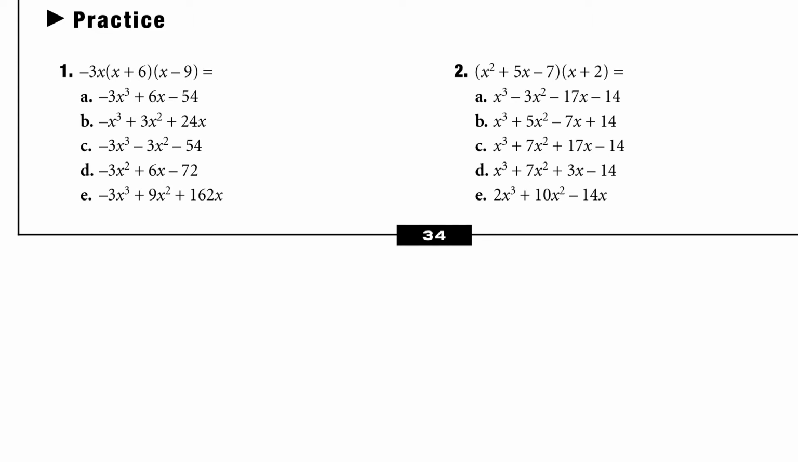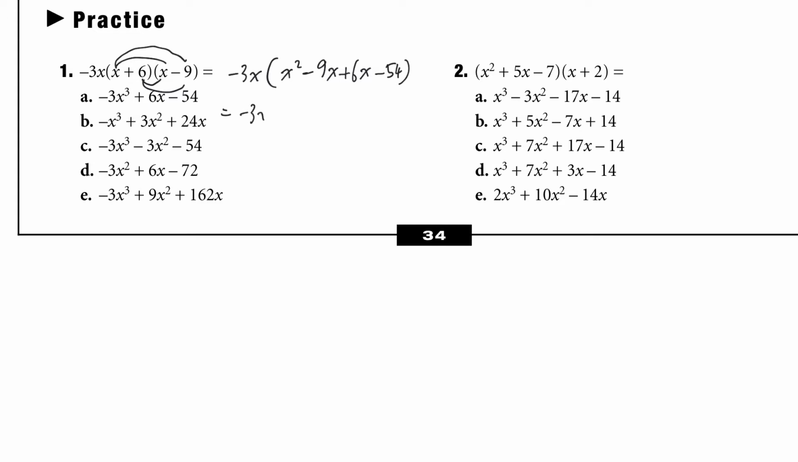Negative 3x times x plus 6 times x minus 9. So we want to expand the brackets. What I'm going to do is expand the second and third brackets first. So x times x is x squared. X times negative 9 is minus 9x. 6 times x is plus 6x. And 6 times negative 9 is negative 54.